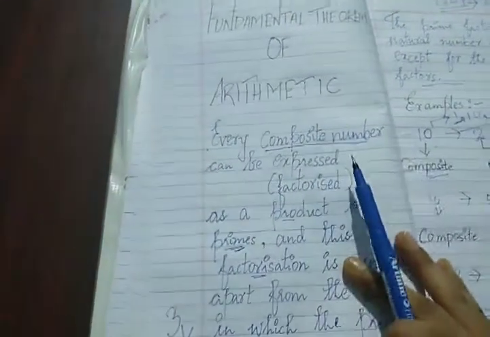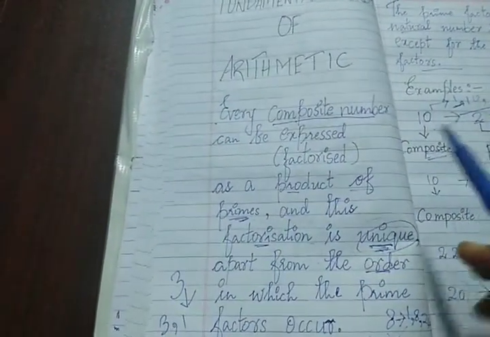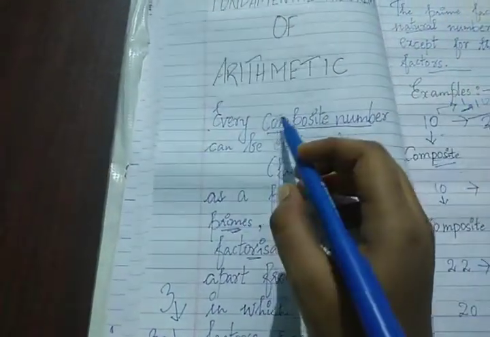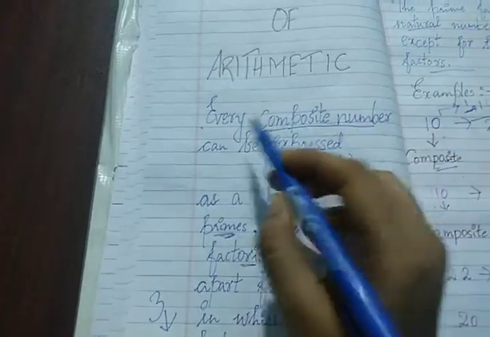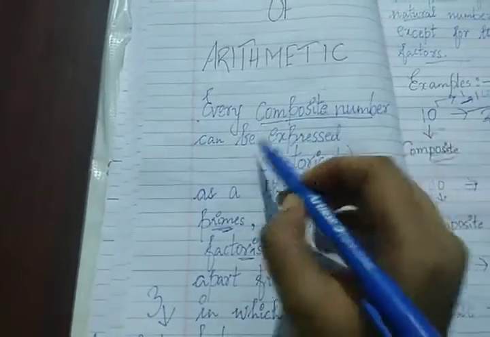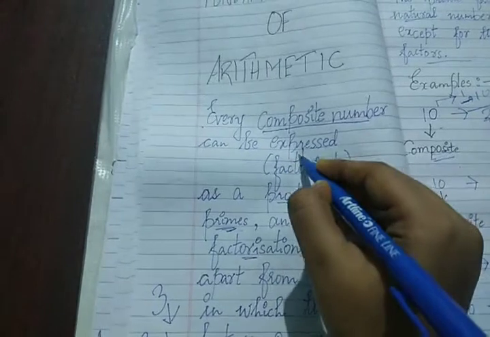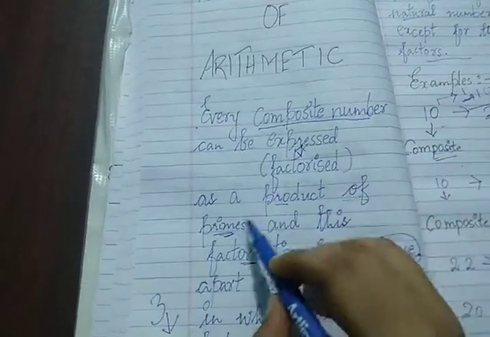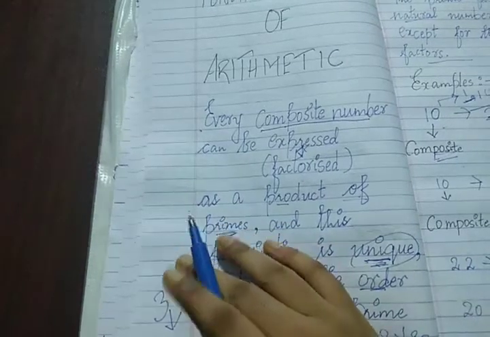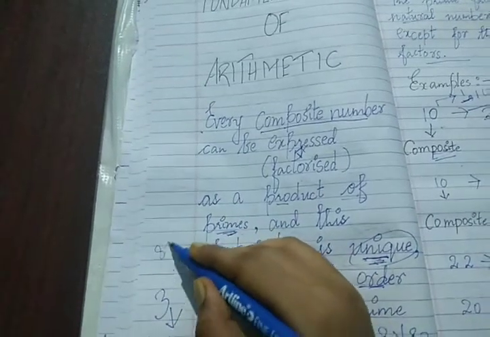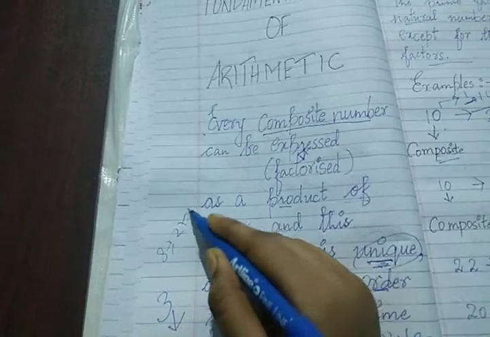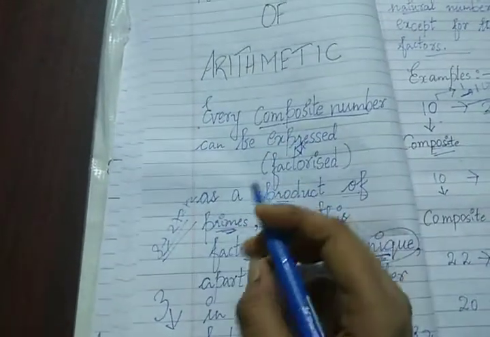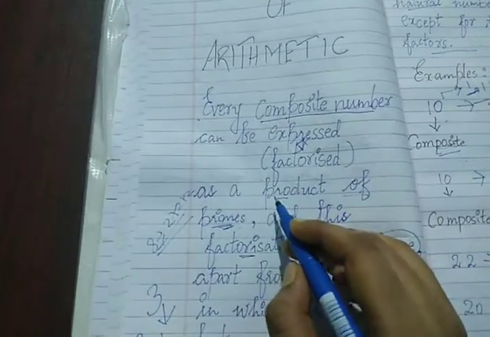So the statement of the fundamental theorem of arithmetic is: every composite number. I've just explained about what are composite numbers. Every composite number can be expressed or factorized as a product of primes. Even there I showed you how we express 8 as a product of primes. We wrote 2 into 2 into 2. As a product of primes, we factorized it. Prime factorization we did.